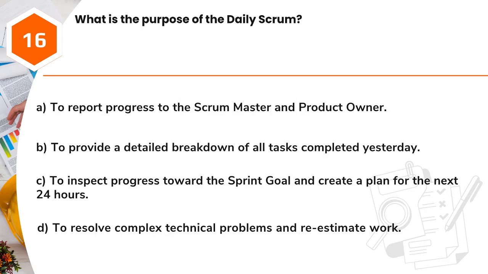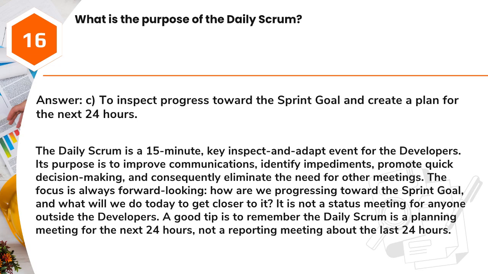Question 16. What is the purpose of the daily Scrum? A. To report progress to the Scrum Master and product owner. B. To provide a detailed breakdown of all tasks completed yesterday. C. To inspect progress toward the sprint goal and create a plan for the next 24 hours. D. To resolve complex technical problems and re-estimate work. Answer: C. To inspect progress toward the sprint goal and create a plan for the next 24 hours.